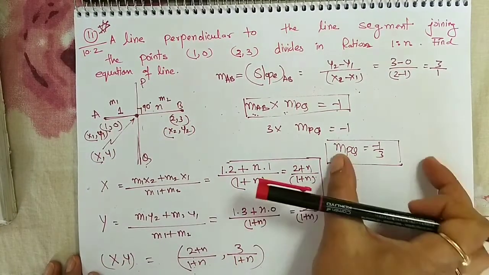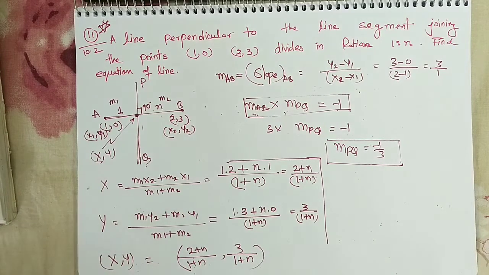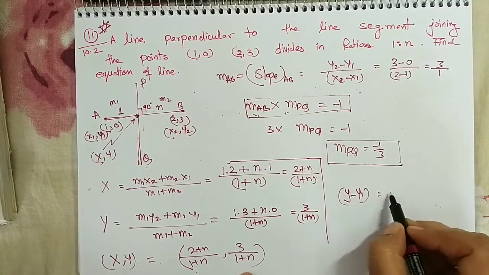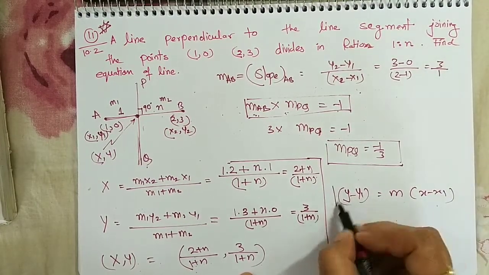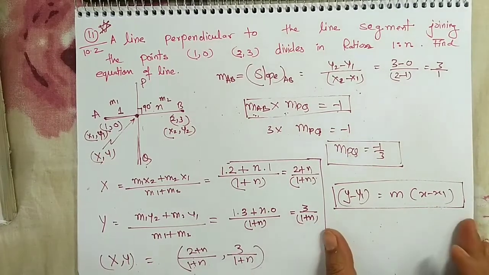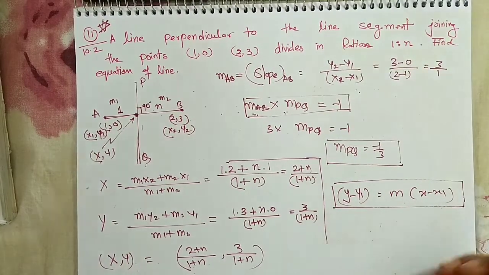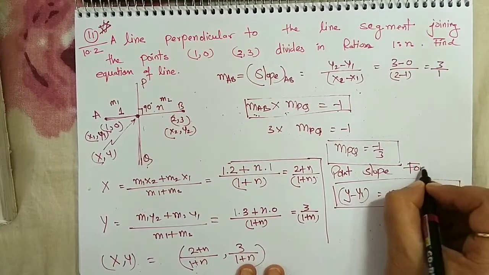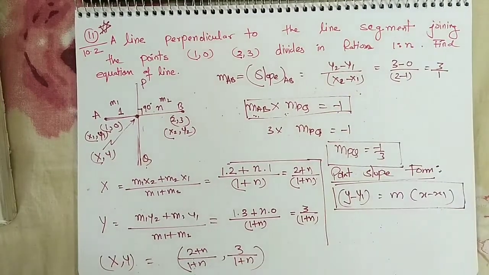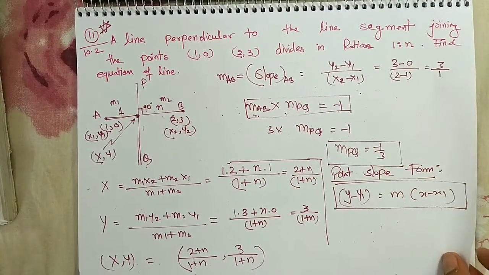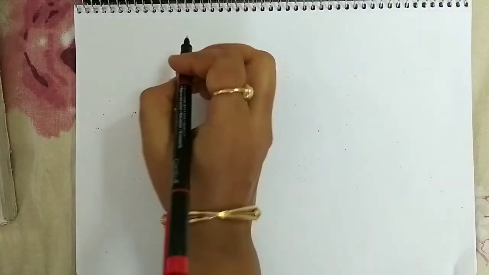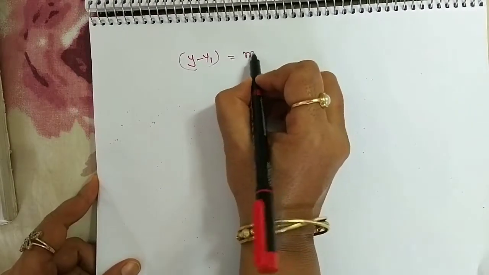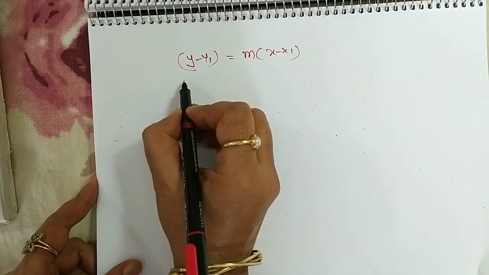I have a point and I have a slope. So which formula will I apply? We know the formula is y minus y1 equals m into x minus x1. So we will go ahead and apply this formula. This is called point slope form. So let me just fit the values, guys. Let me write down the equation again. y minus y1 is equal to m into x minus x1.